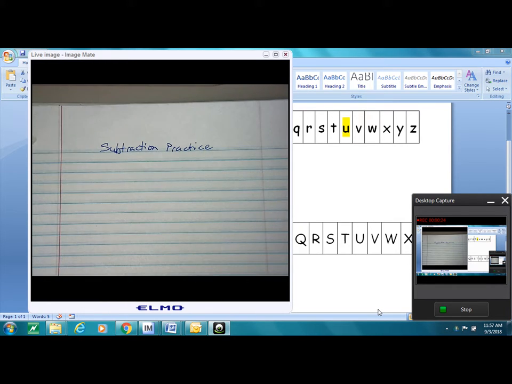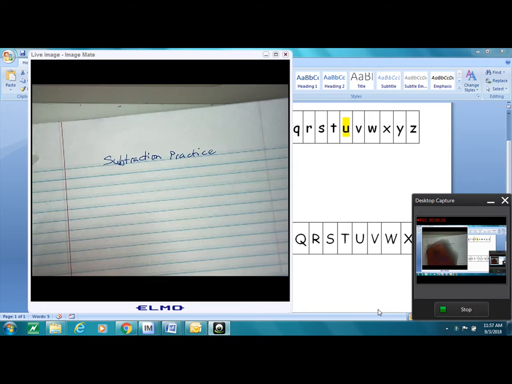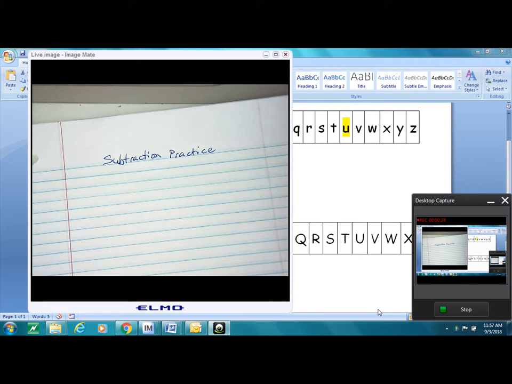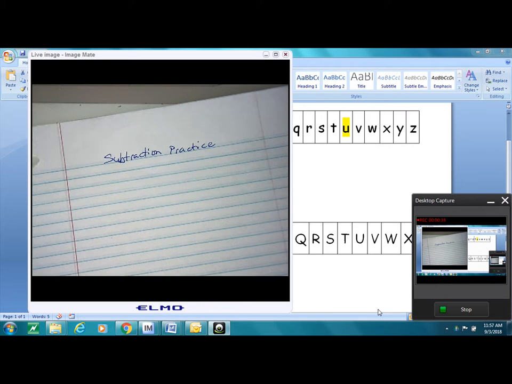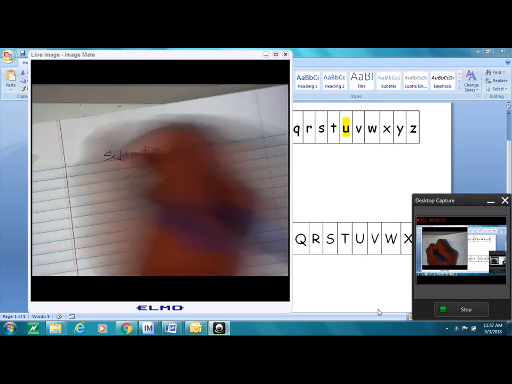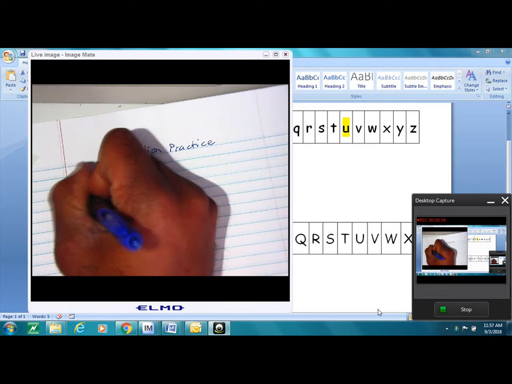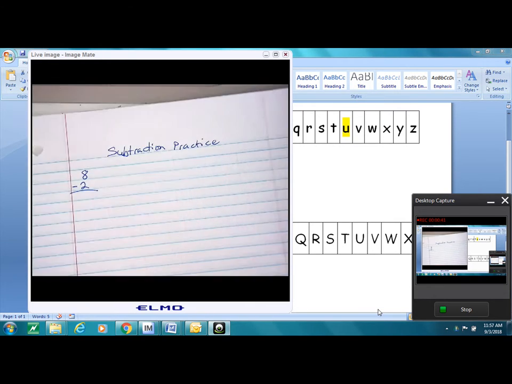Just telling you that to let you know, we're going to jump right in and start subtracting, okay? Each problem we're going to work in at least two different ways, okay? So let's start with 8 minus 2. And right now, all you're doing is watching the show, okay?